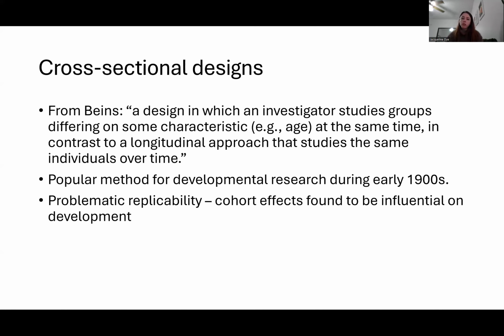So the cross-sectional design was a very common method that was used during the early 1900s. And one of the things that was noted in some of the early research in behavioral sciences was that there was a problem replicating the findings from cross-sectional designs. So one of the things that they found was that cohort effects were found to be influential on individuals' development.